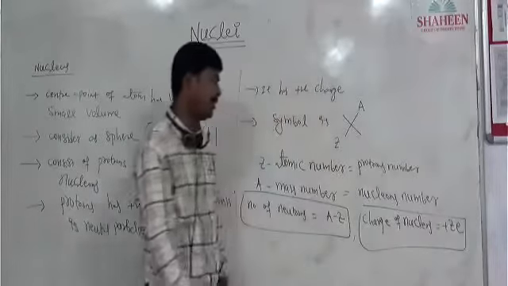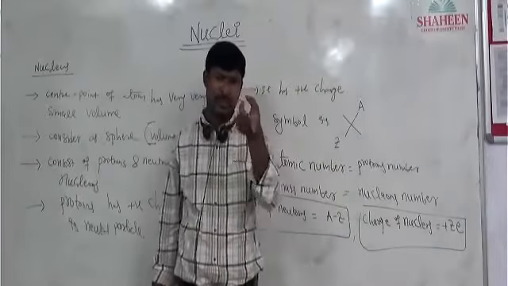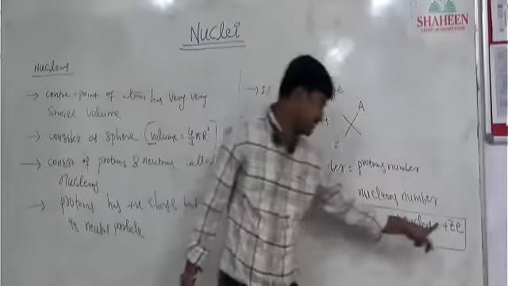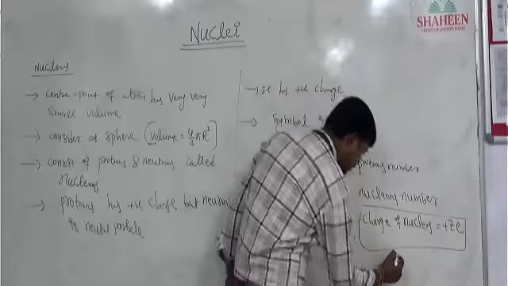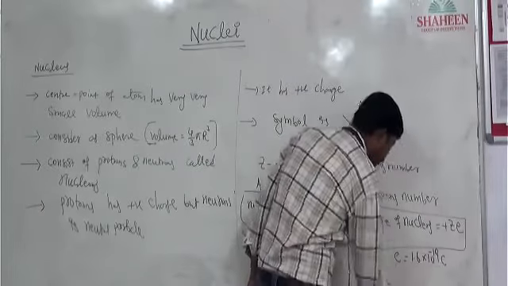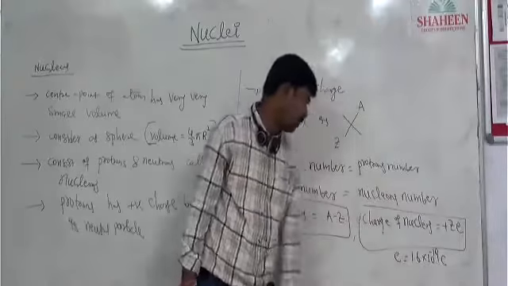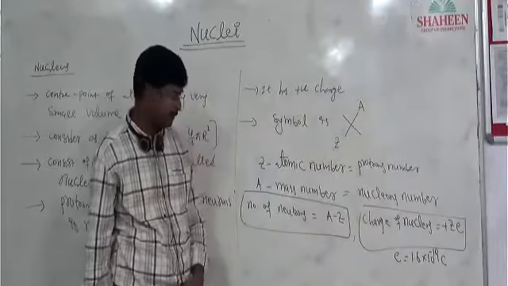Plus Z into E. Plus represents positive charge. E represents 1.6 into 10 to the power of minus 19. Z represents the atomic number. E is equal to 1.6 into 10 to the power of minus 19 coulomb. Clear? So if you multiply by Z, that will give the total charge of the nucleus.